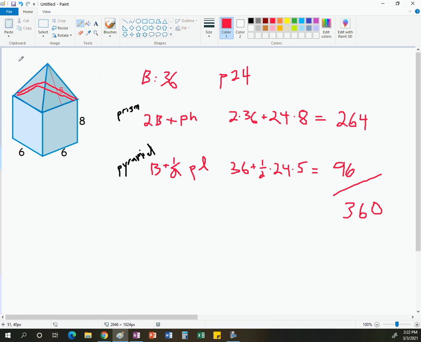Well, each of those is just the 36 that we had here. So we're going to take away 36 twice. So you're going to subtract 36 and subtract 36 again. Once for the bottom of the pyramid, which wouldn't get painted, and once for the top of the prism, which also wouldn't get painted. If you do that, we get 288. So 288 square units for the surface area doing this the other way.